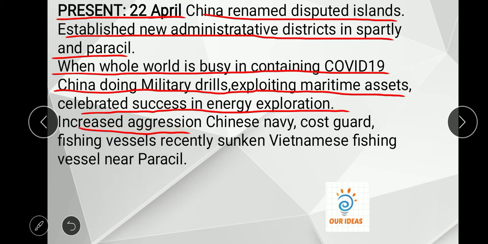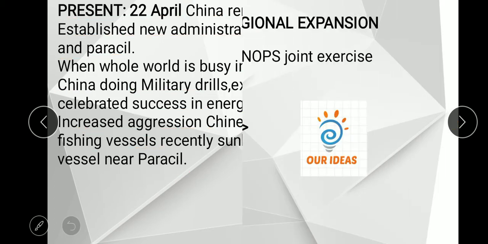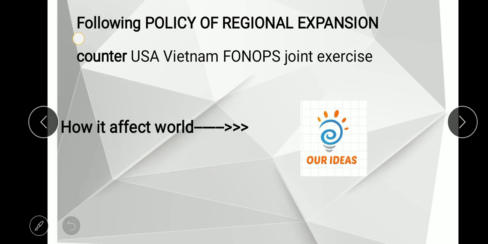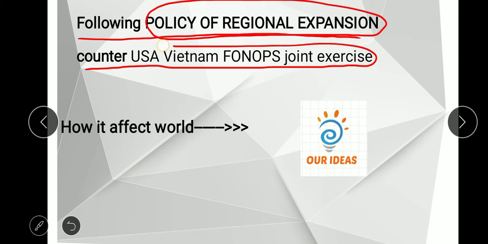What is the result? Increased aggression of the Chinese Navy, Coast Guard and fishing vessels, because recently the Chinese Coast Guard sank a Vietnamese fishing vessel near Paracel Island. So this shows that the aggression of China is increasing in the region, and that will harm all the countries in the region. So, following a policy of regional expansion, China is doing this in order to counter the USA-Vietnam joint FONOPS, which was held in January-February.